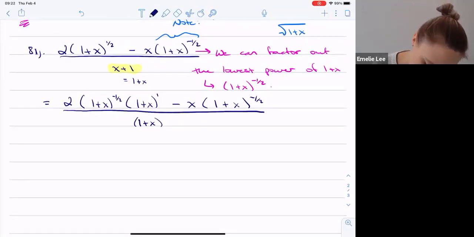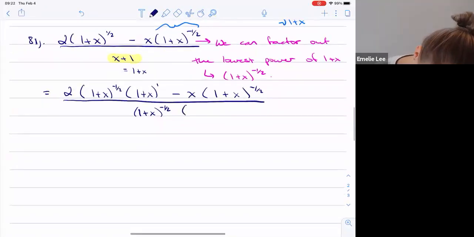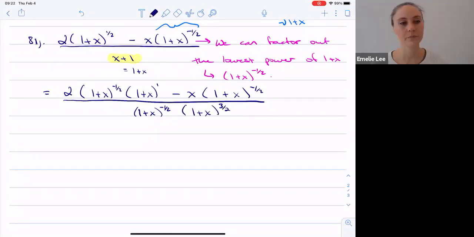If I extract a negative 1/2 here, and I need to get it back to just x plus 1 or 1 plus x, if I pulled out a negative 1/2, then I need to add 1/2 to get back to 1, right? 1/2 is 3 over 2, so I get 1 plus x to the power of 3 over 2. Okay.